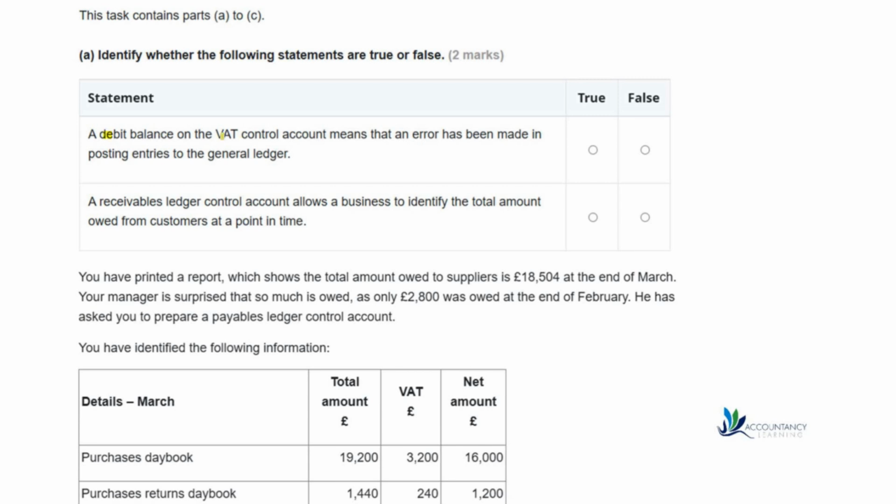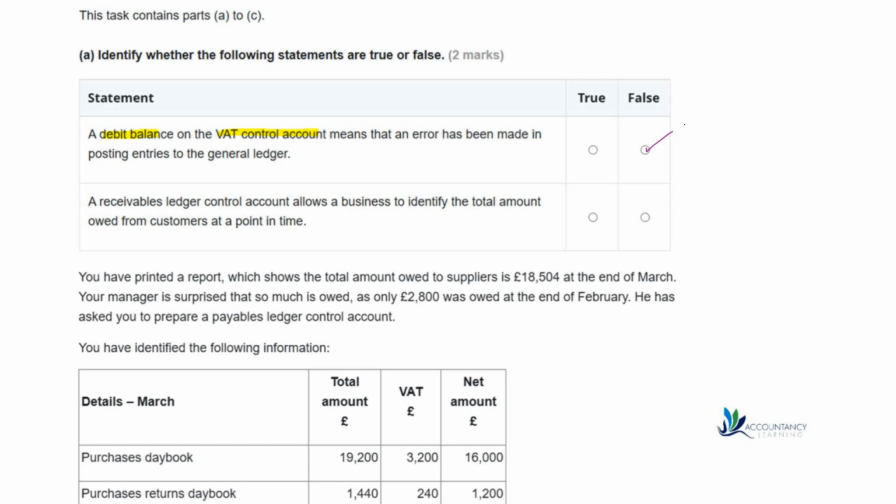So it's asking us about a debit balance on the VAT control account. So can we have a debit balance on this account? Well, we can, although it is usually a credit balance because in most transactions we're going to owe HMRC the money. We can still have a debit balance. So HMRC owes us that money, or it's money that we can claim back from HMRC. So that would make the statement false.